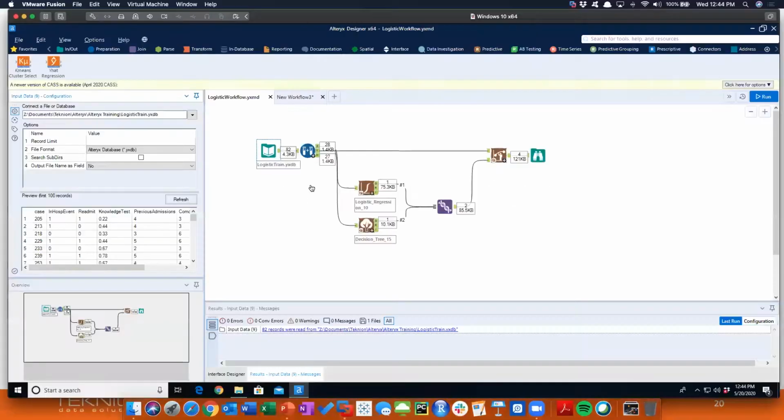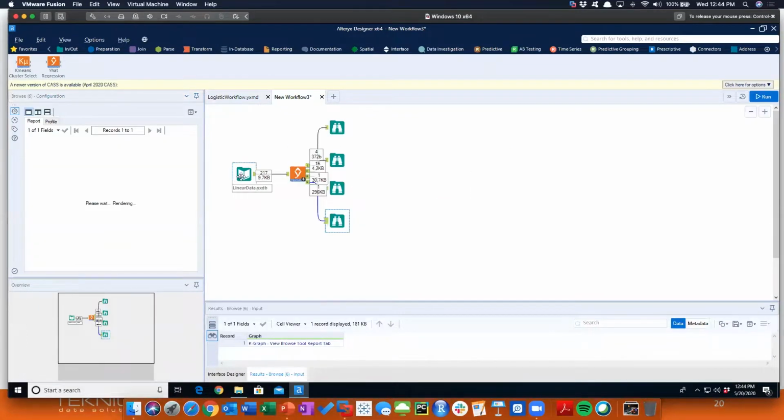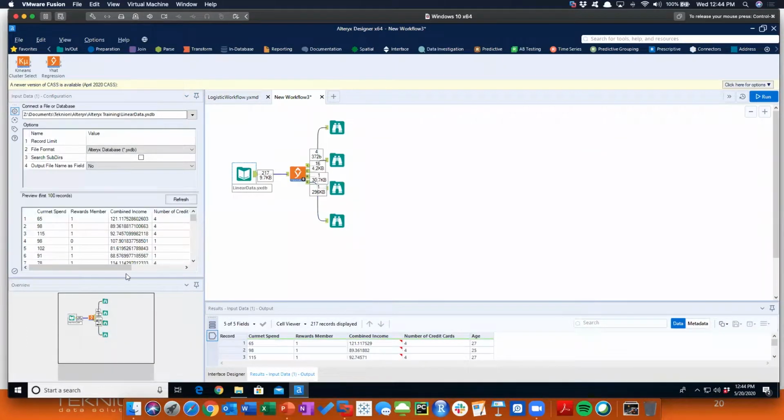Okay, all right, so let's look at an example in Alteryx for when we're doing just a regression analysis. In this case, I'm going to be looking at this data set where I am trying to predict this current spend. That's how much money someone spent when they came into our store.